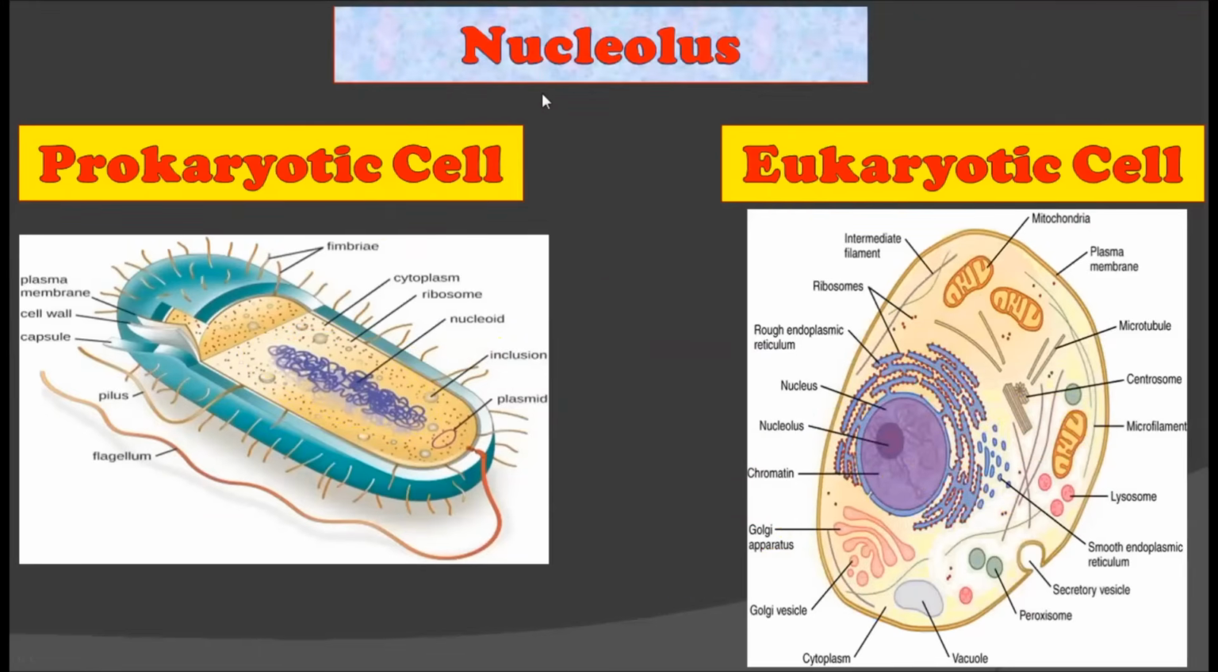All right. Next difference between the two is the nucleolus. In the prokaryotic cells, the nucleolus is completely absent, while in the eukaryotic cell, you will find the presence of a nucleolus inside the nucleus. As you can observe in this animal cell, the nucleolus is present inside the nucleus, and it's a characteristic feature of the eukaryotic cell, while the nucleolus is completely absent in the prokaryotic cell.